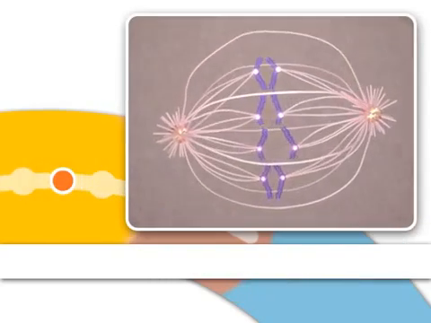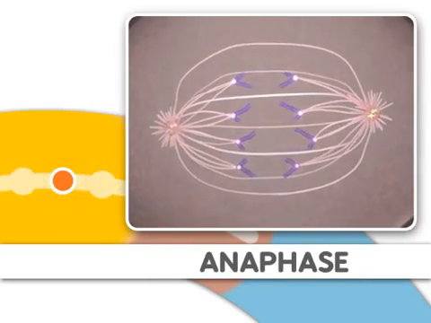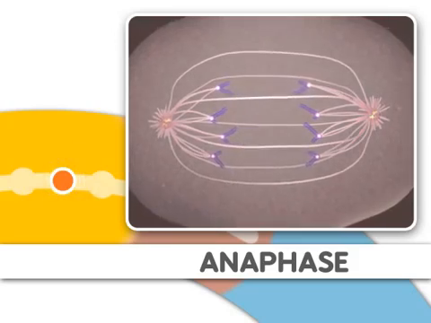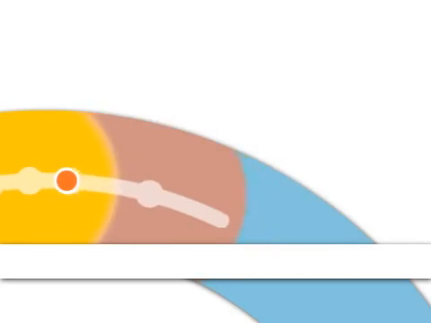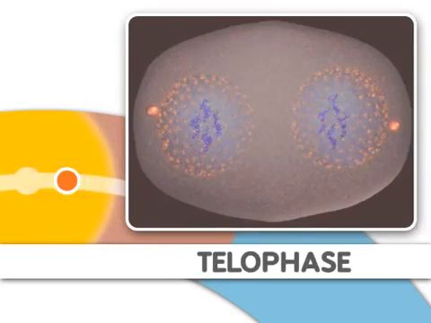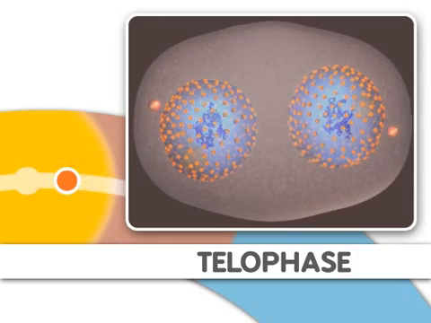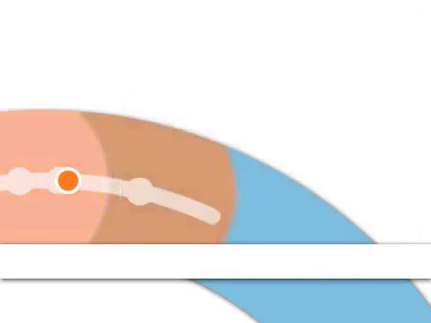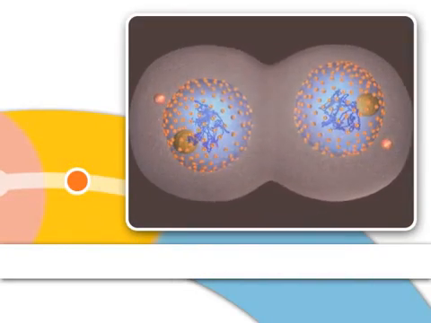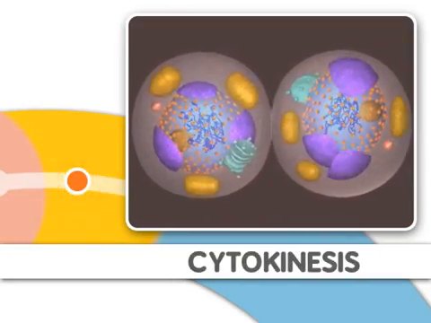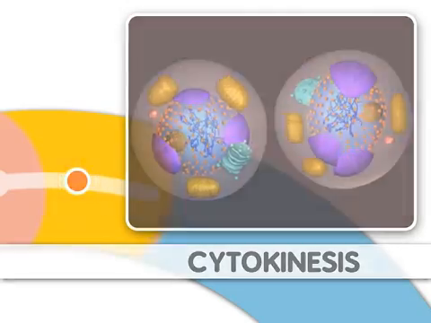Metaphase is followed by anaphase, where the chromosomes separate. Finally, during telophase, nuclear membranes reappear around the two sets of chromosomes. Mitosis is now complete. After mitosis, two new cells are formed by a process called cytokinesis.